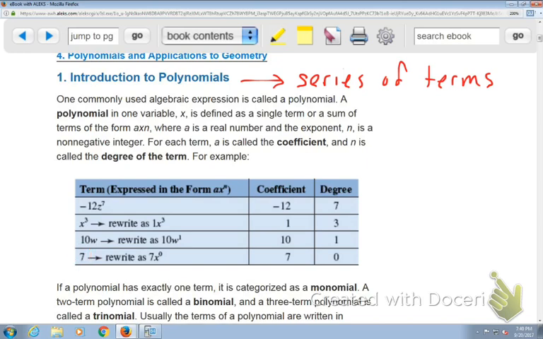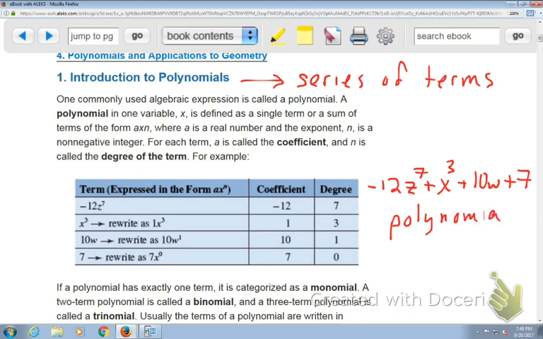So if I were to write negative 12z to the 7th plus x cubed plus 10w plus 7, what is that? A polynomial. All right. Good job. That's a polynomial.